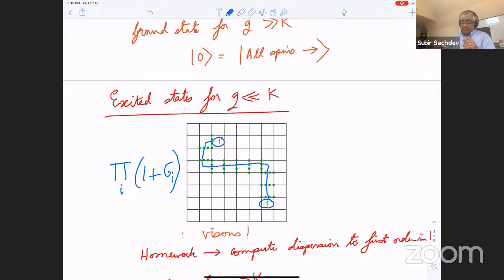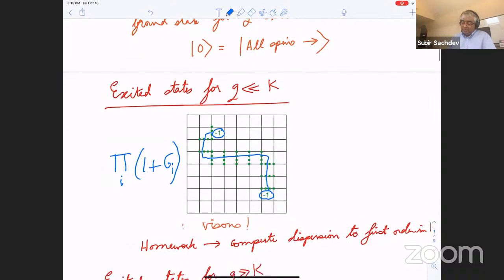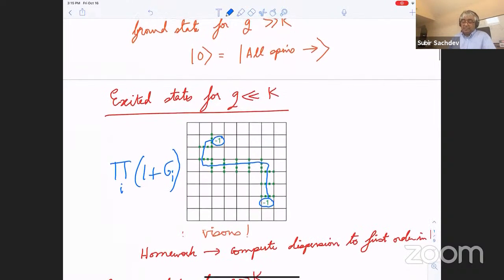Okay. So these are the states at G equals 0. This is an excited state at G equals 0. You can take Visons anywhere. You have to take a pair of them, and this is the lowest excited state. And the energy doesn't depend on how far apart they are or anything. But of course, that's not true at first order in G. So now you do perturbation theory to first order in G.